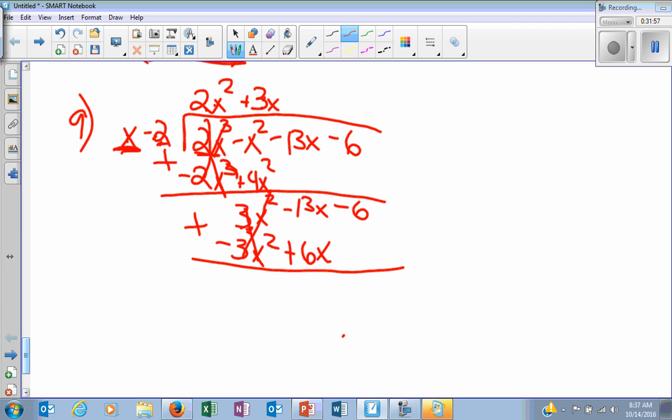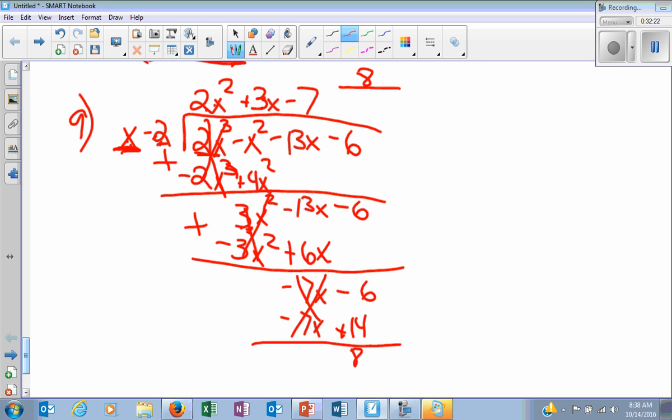These cancel out like they should. This becomes a negative 7x minus 6. This times a negative 7 would get me there. So this is a negative 7x. This is a positive 14. Combine like terms, and this became an 8. And I get 8 over x minus 2. That would be my final answer for that one.